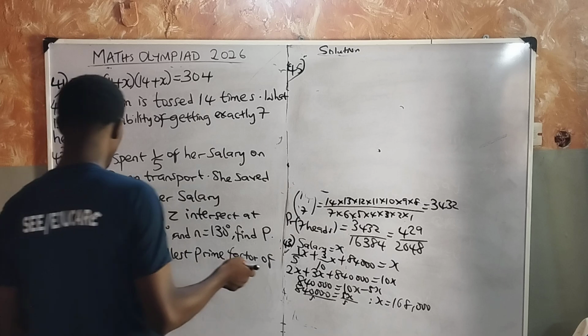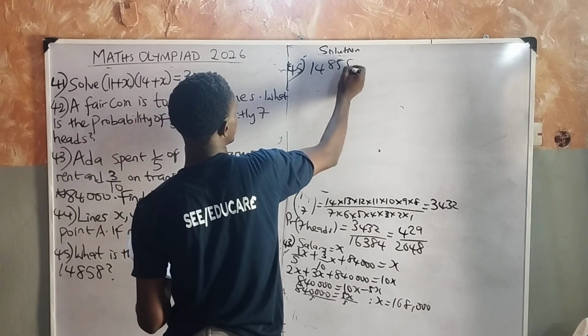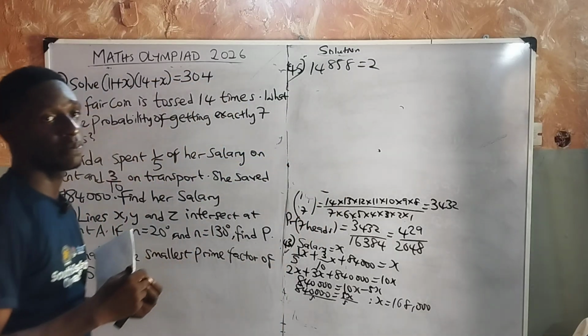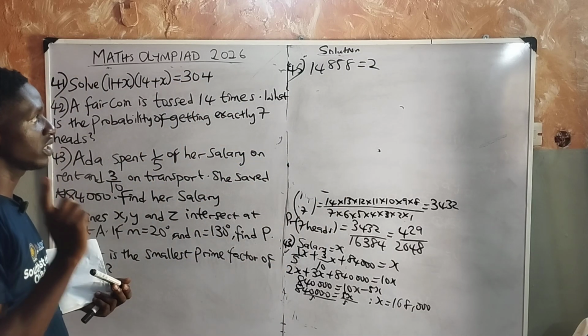We have, what is the smallest prime factor of 14,858? The answer is 2. Remember, a prime factor is a number that has two factors, itself and 1.